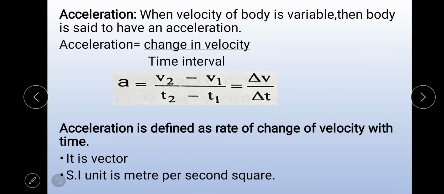Next, acceleration. In Kannada, vegotkarsha. So we heard about accelerators in vehicles in day-to-day life. These accelerators are used to increase or decrease speed of the vehicle. So then what do you mean by acceleration? When velocity of a body is variable, then body is said to have an acceleration.